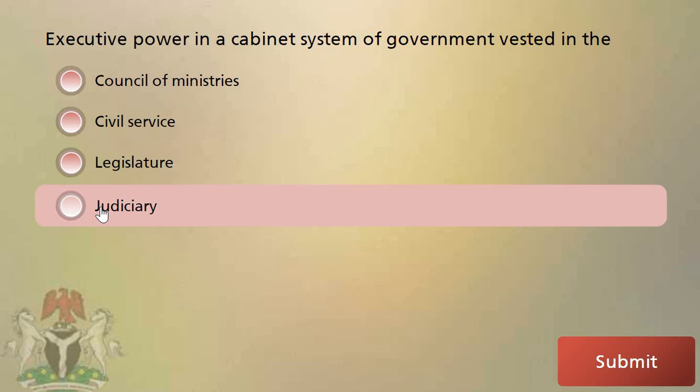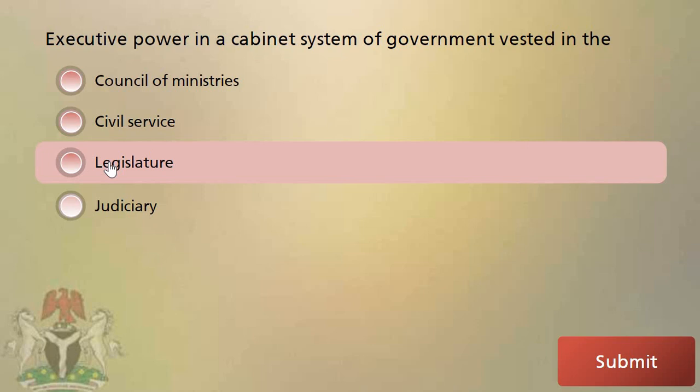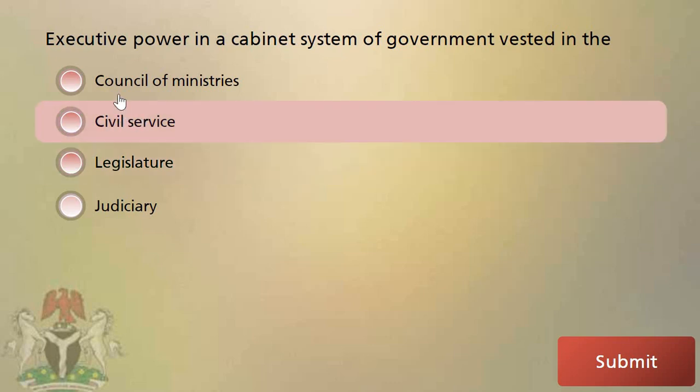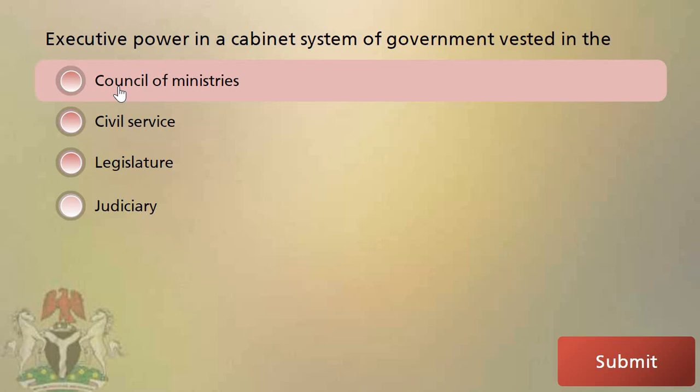Well, there is no strict separation of powers between the executive and the legislature. In the cabinet parliamentary system, the real executive powers are vested in the Council of Ministers, known as the cabinet or executive, headed by the Prime Minister, and the legislature serves as a source of authority for the executive. So the right answer is A.